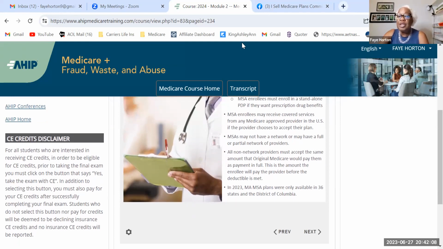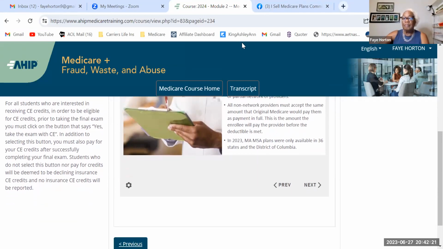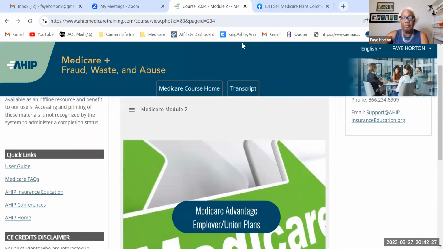In 2023, Medicare Advantage Medicare savings plans were only available in 36 states and the District of Columbia. They're not available for me here in Florida. I don't know where you guys are.